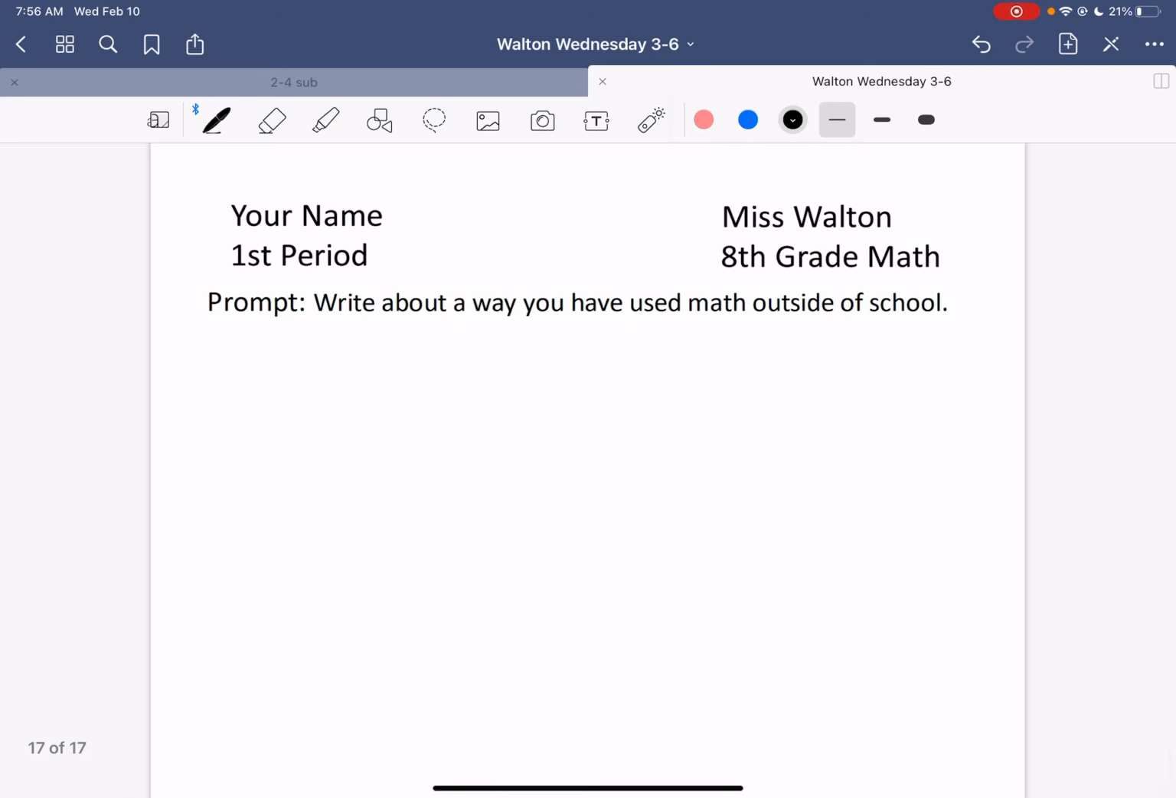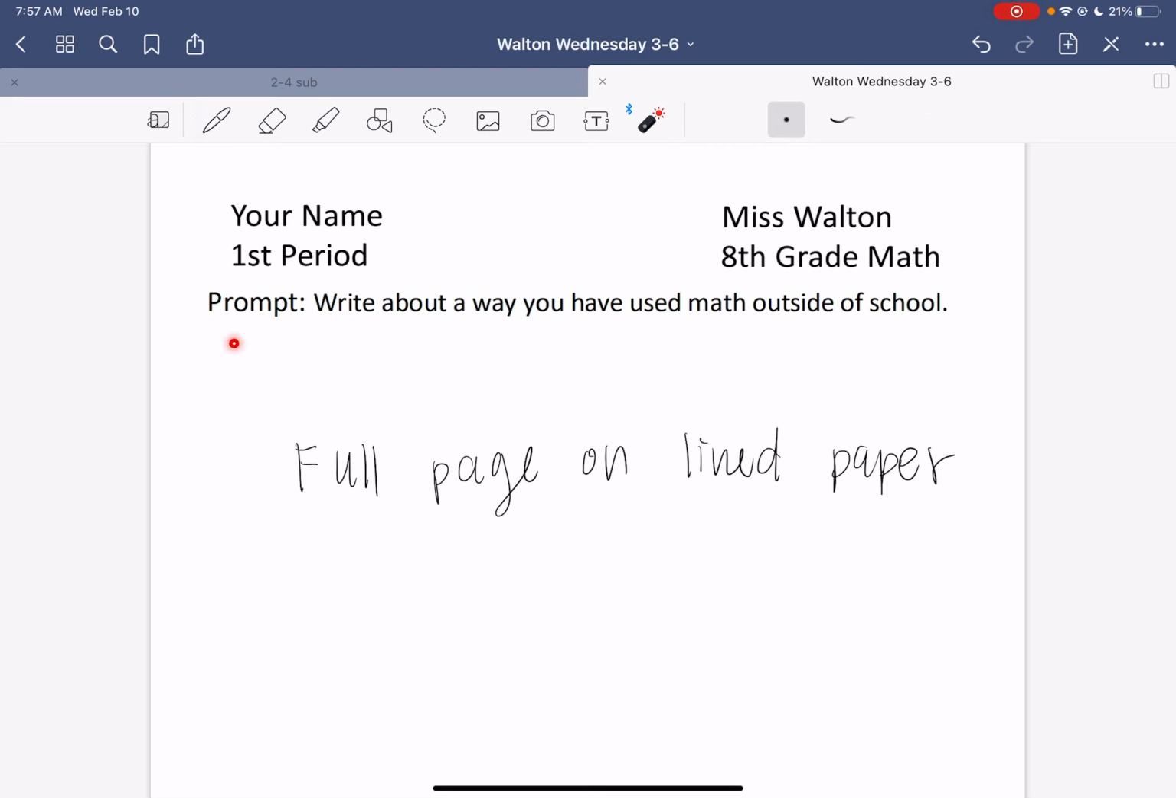And the last thing I need you to do is we are going to be doing a writing prompt today. So what I would like you to do is get a sheet of paper, and if you could write a full page on lined paper. And I need you to make sure to include everything that you see here. Include everything that you see on the screen. If you have questions, send me an email.